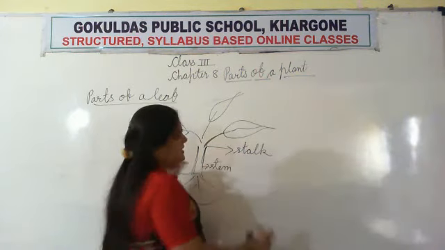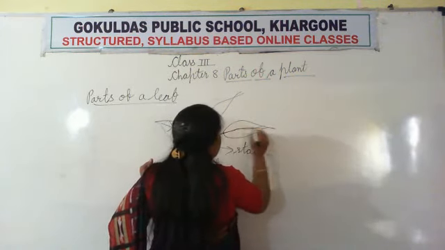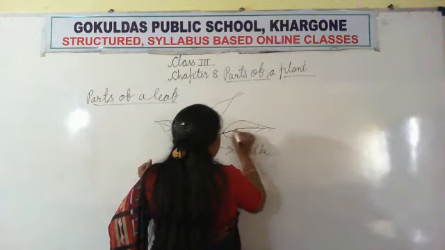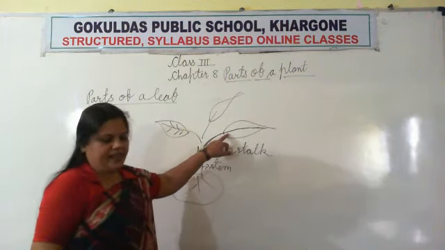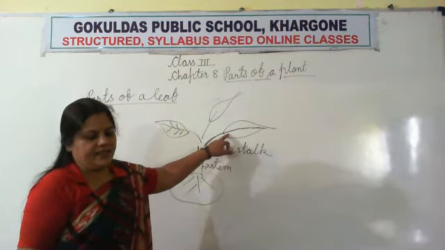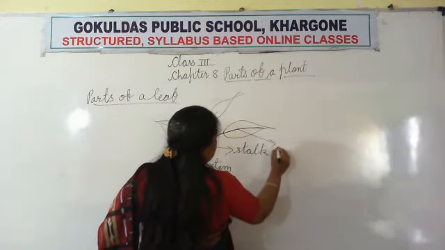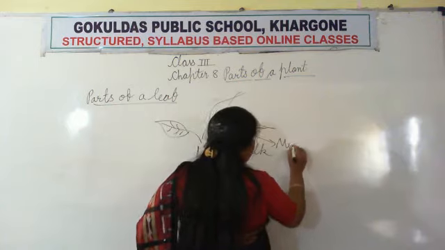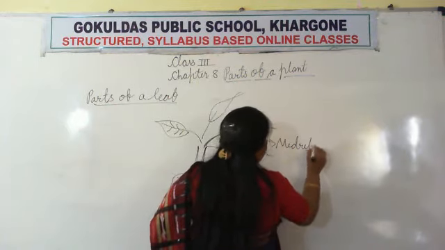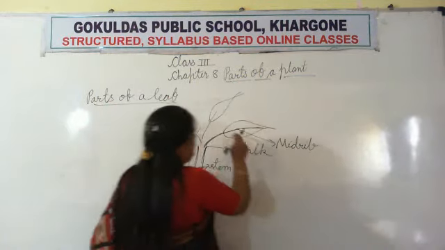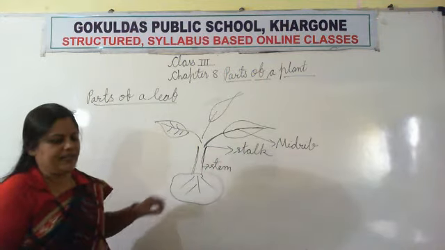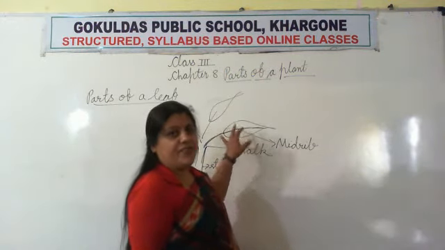And now we will discuss this main line. So what is the name of this main line? That is midrib. Okay, what is the name of this main line? The name of this main line is midrib, right?